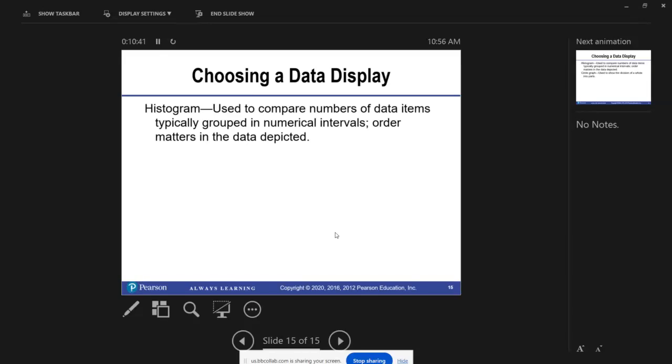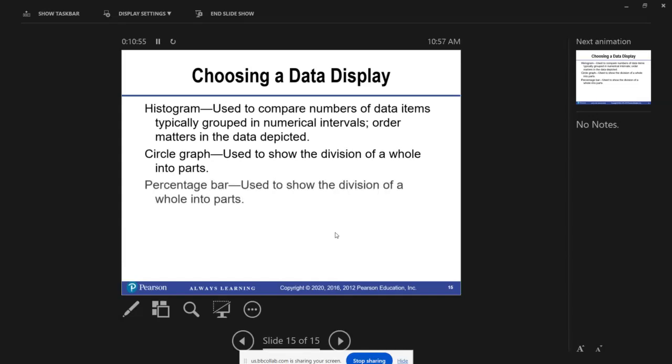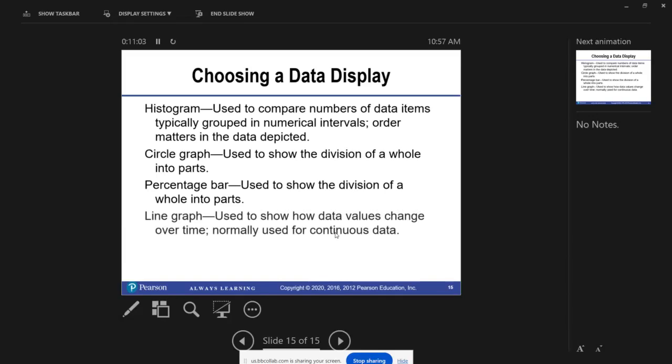And here, order matters in the data depicted. And then the circle graph is used to show the division of a whole into parts. The percentage bar is also used to show the division of a whole into parts.